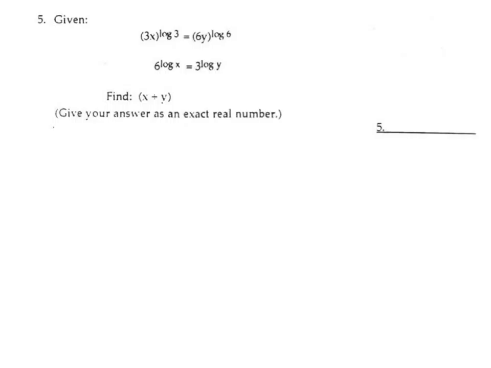This is the solution for problem number 5 from the December 1994 junior competition on logs and exponents. Given two equations, find x plus y. So the first thing that I'm going to do is simplify that first equation. So I have 3x to the power log of 3 equals 6y to the power log of 6.